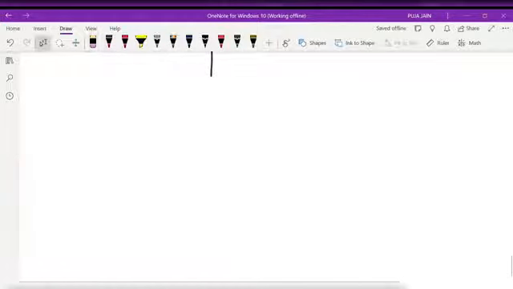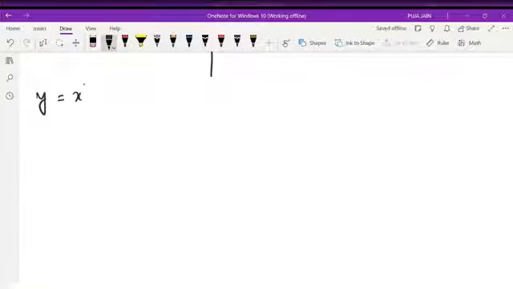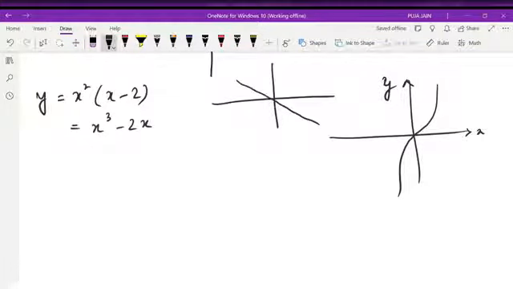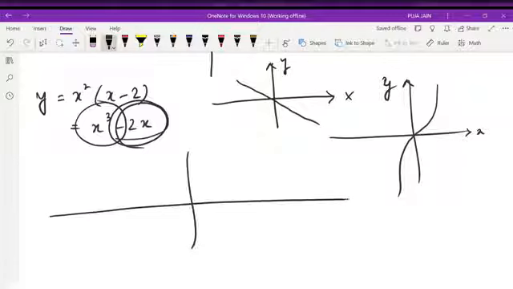Now suppose, let's do one with x cube also. Suppose our equation is y equals x square times x minus 2. Here if we solve, we get x cube minus 2x. We know the nature of y equals x cube. This is our nature, correct? And y with minus 2x, this is our nature. So for smaller values this will always dominate, and at larger values this will dominate. So what will our resultant graph be?